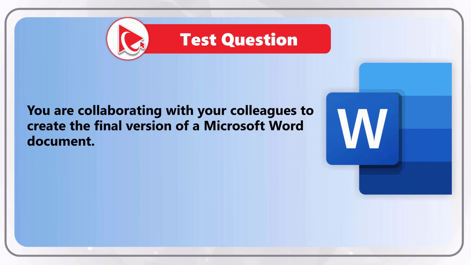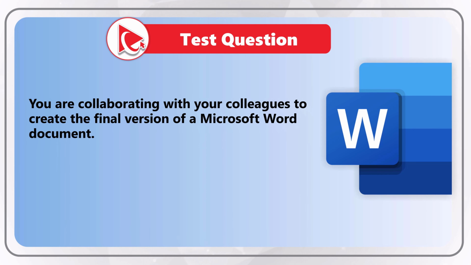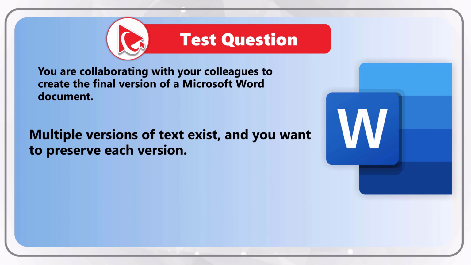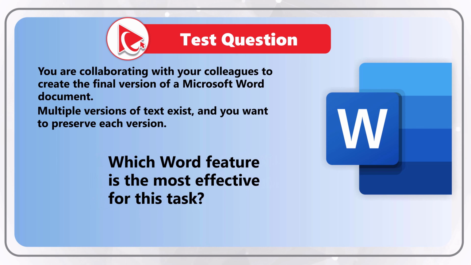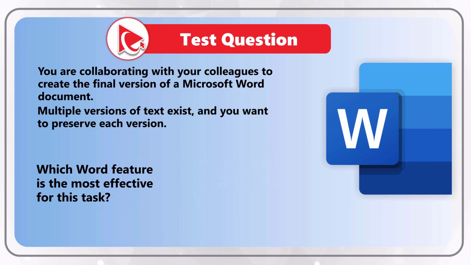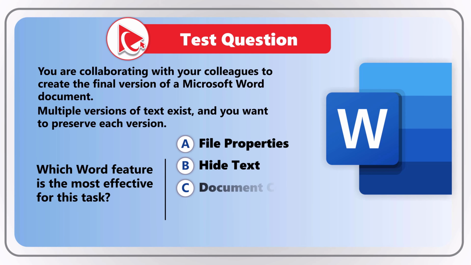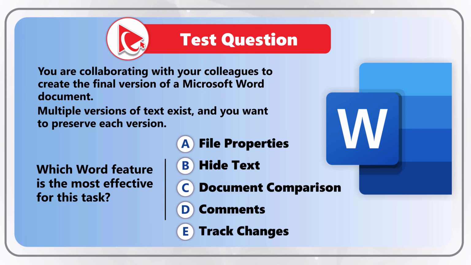Here's the question. You're collaborating with colleagues to create the final version of a Microsoft Word document. Multiple versions of text exist, and you want to preserve each version. Which Word feature is the most effective for this task? And you're presented with 5 possible choices. Choice A, File Properties. Choice B, Hide Text. Choice C, Document Comparison. Choice D, Comments. And last but not least, Choice E, Track Changes. Take a close look to see if you can answer this question.